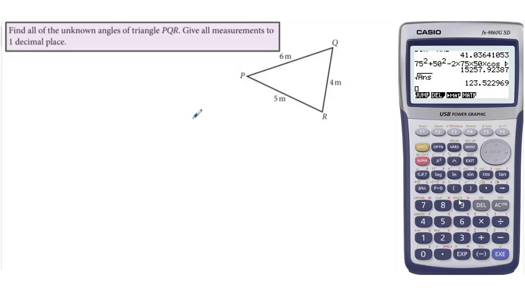Find all of the unknown angles of triangle PQR. Give all measurements to one decimal place. Now, to find the first angle, you have only one option. There's no right angles. Well, I suppose you could check for right angles. You could check, well, is 4 squared plus 5 squared equal to 6 squared?